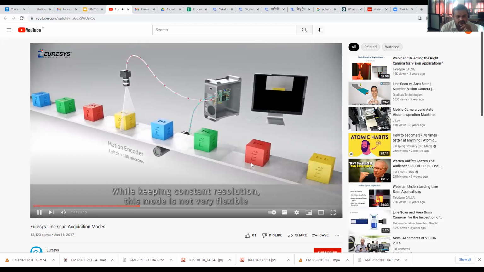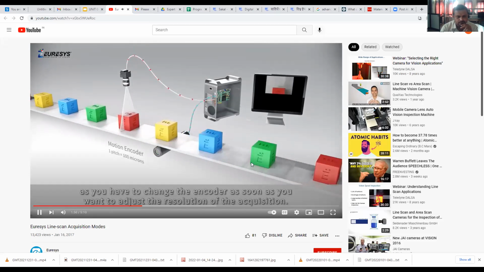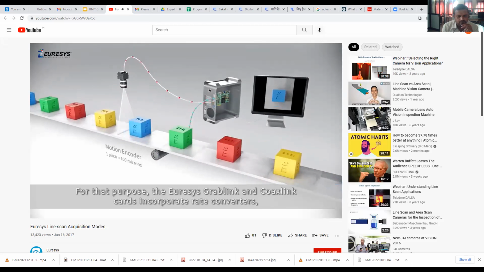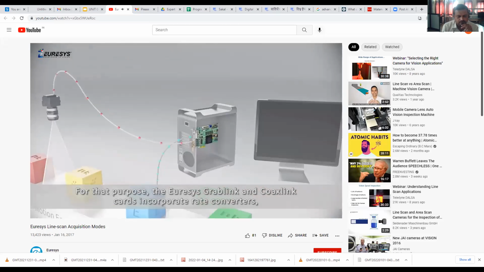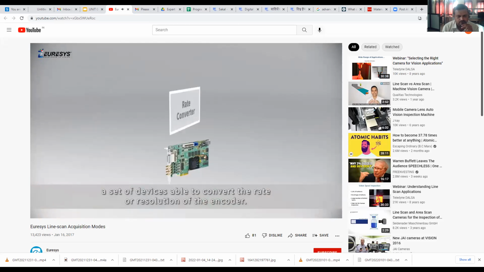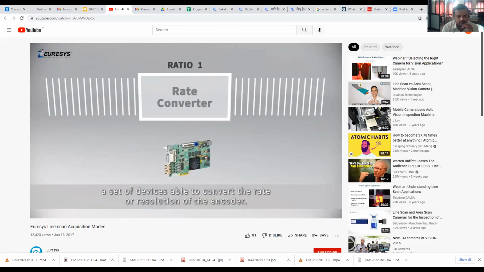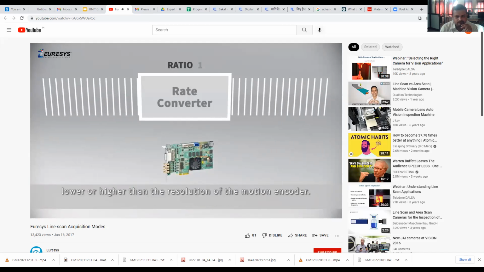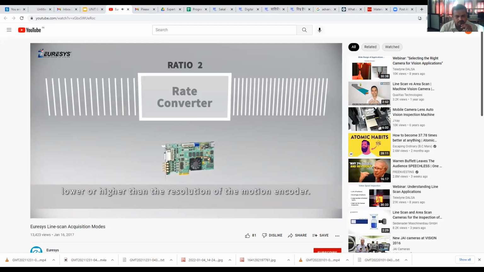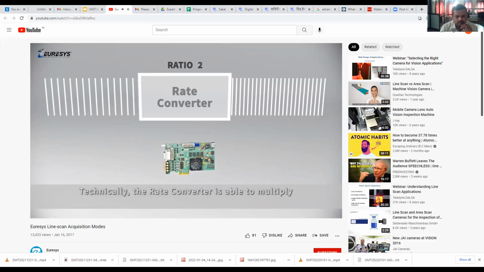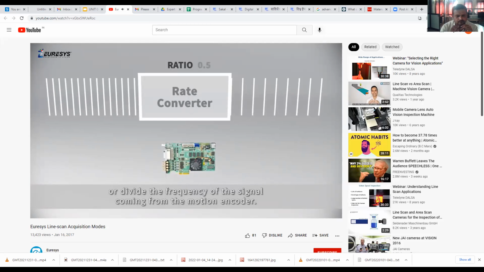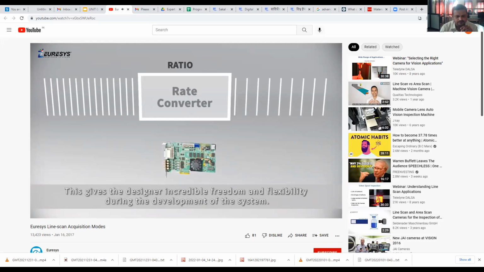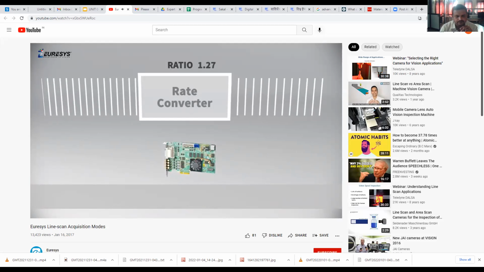This mode is not very flexible, as you have to change the encoder as soon as you want to adjust the resolution of the acquisition. For that purpose, Iris's GrabLink and CoaxLink cards incorporate rate converters, a set of devices able to convert the rate or resolution of the encoder. They allow the camera to acquire lines at any programmable resolution, lower or higher than the resolution of the motion encoder. Technically, the rate converter is able to multiply or divide the frequency of the signal coming from the motion encoder. This gives the designer incredible freedom and flexibility during the development of the system.